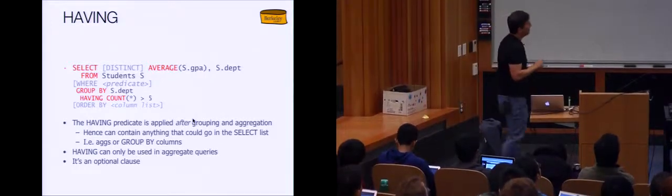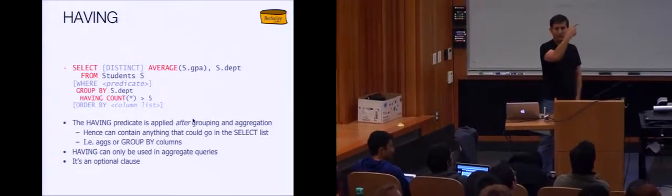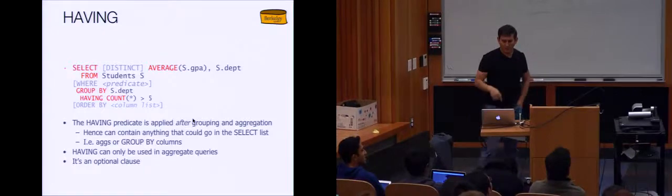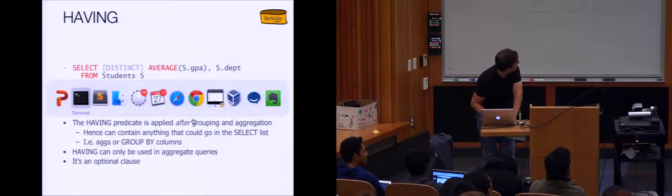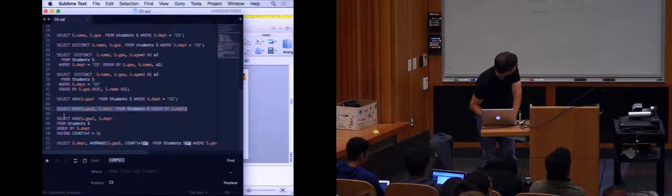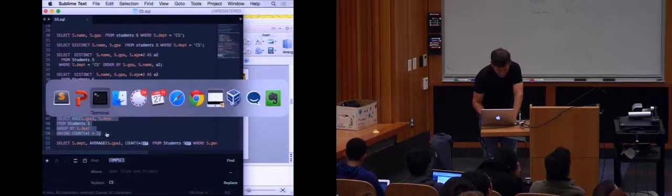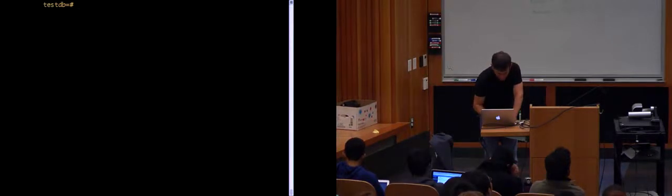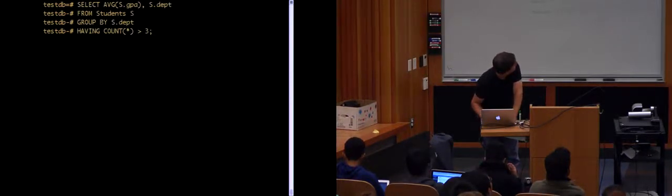Now, you can't ask how many people are in the department before you group. You can only ask after you group, right? So let's just play with this query a little bit in the terminal. Here it is. I think because I didn't want to type in lots of data, I changed this to 3 instead of 5. But here's the query we looked at.